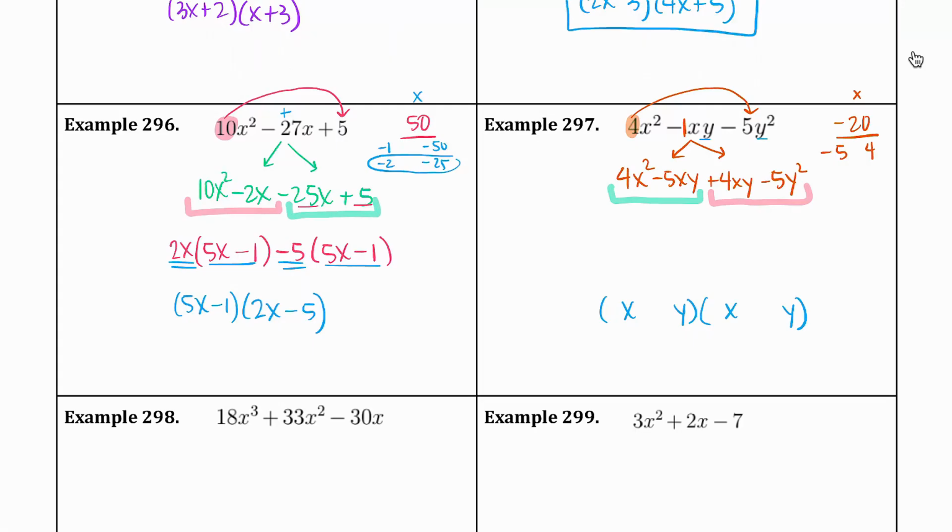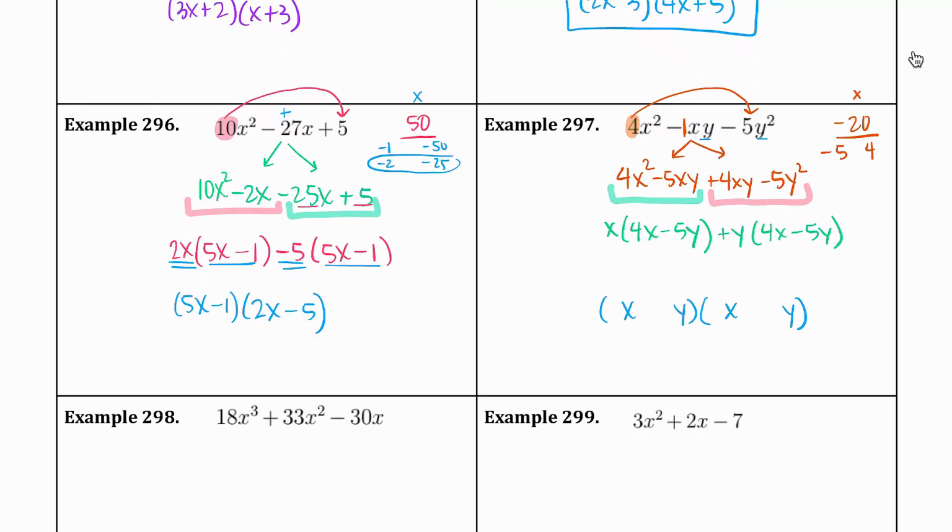For our first two, I can only take out a 1 for my numbers, and really I can only take out an x for my variables. So I end up with 4x minus 5y. Okay, for our second one, pretty much the same, except I can only take out a y, a positive y. I'm left with 4x minus 5y.